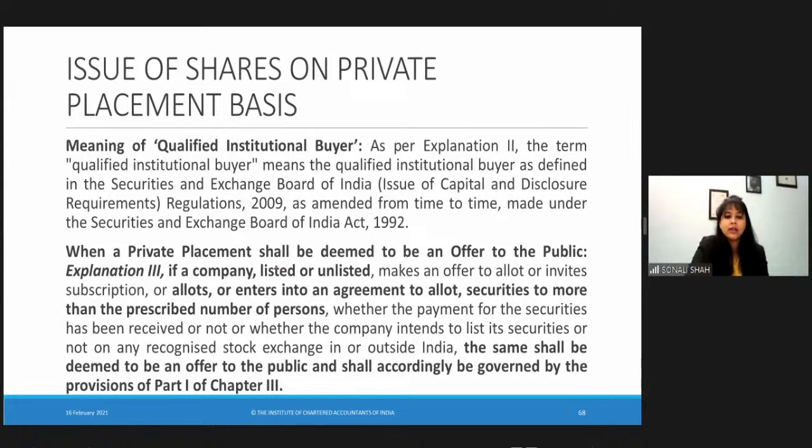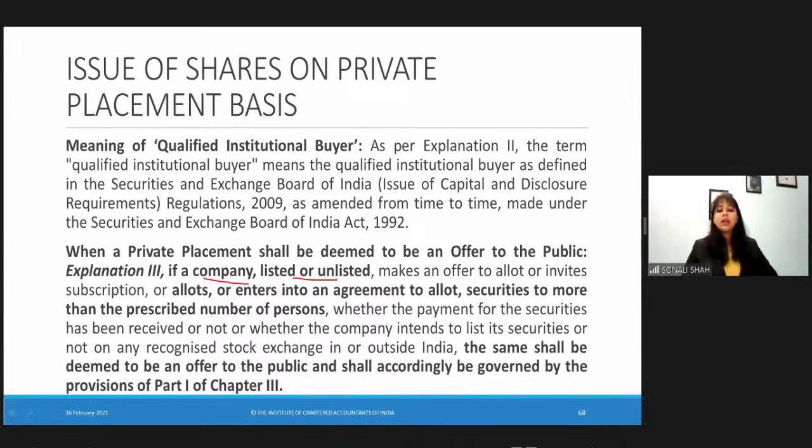So let us look at what the section says about it. It says, if a company, listed or unlisted, makes an offer to allot, or invites subscription, or allots, or enters into an agreement to allot securities to more than the prescribed number of people, irrespective of whether the payment for the securities has been received by the company or not, or whether the company intends to list its securities or not, it will be deemed to be an offer to the public, and the company will have to be governed by the provisions of Part 1, where we talk about public offer.